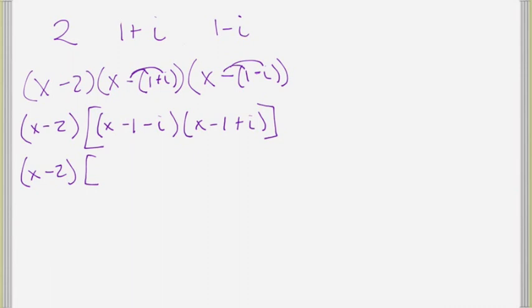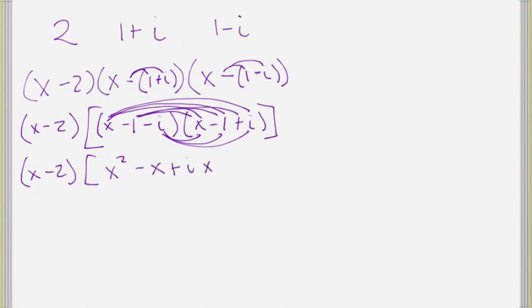But the idea is that we're going to pass out the first thing to everything in the second group, pass out the second thing to everything in the second group, and pass out the last thing to everything in the second group. We have to be careful with negatives, that when you pass out something that's negative, you're passing out the negative as well. So passing out the x gives me x squared minus x plus ix.